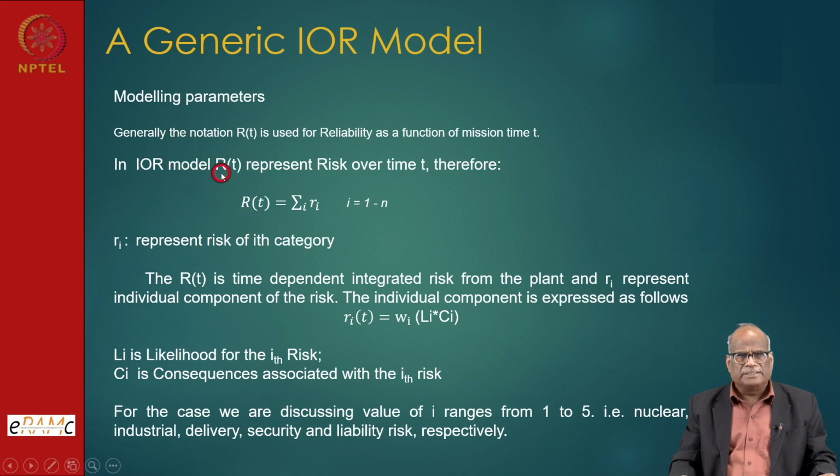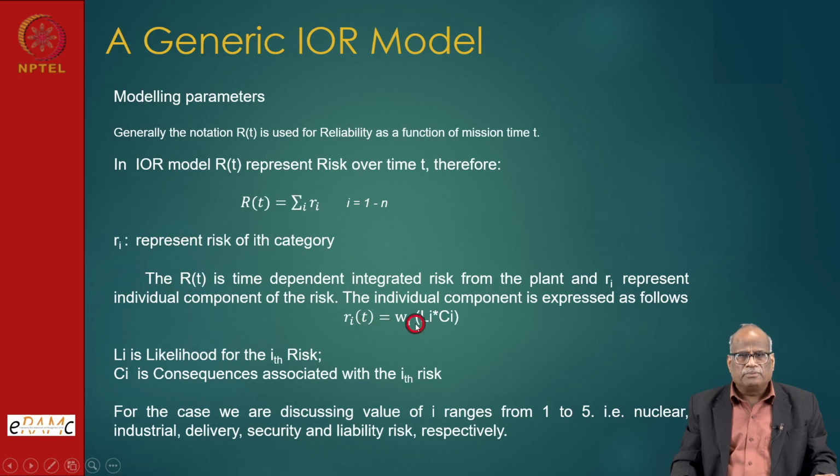It is the risk as a function of time, and the summation of all the R_i's. Individual risk i varies from 1 to n, here it is 5, and then the representation of the risk and category can be for R_i. What is R_i made of?